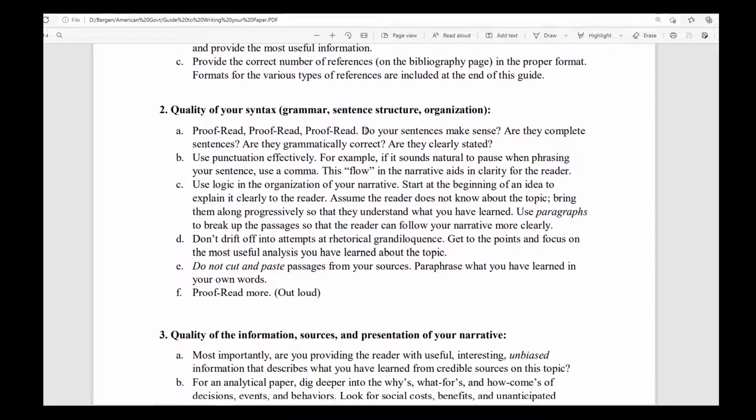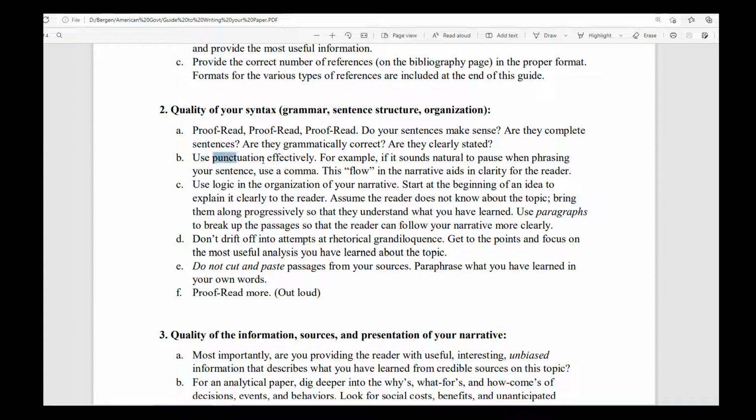So let's just jump to the second criteria, which is the quality of your syntax. That's your sentence structure, the grammar, the way you write your sentences, organization, paragraphs. So my biggest recommendation for that would be to proofread it, proofread it, proofread it, and then proofread it again. Can't proofread it enough, because if you proofread it, that's going to catch those clumsy sentences, those run-on sentences, those incomplete sentences. You want to proofread it to make sure that it sounds good, that it's making sense. Are they complete sentences, grammatically correct, clearly stated?